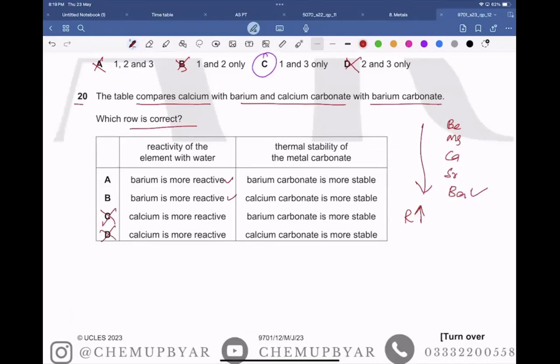Okay. Thermal stability. So down the group thermal stability increases. So barium carbonate is more stable. Yes, it's correct. Calcium carbonate is more stable. It's incorrect. So B goes wrong as well. And we are left with option A. So A is the correct answer. Okay, is this clear to all of you?